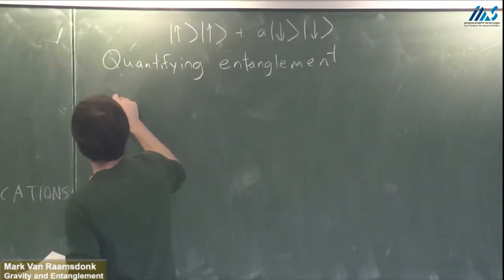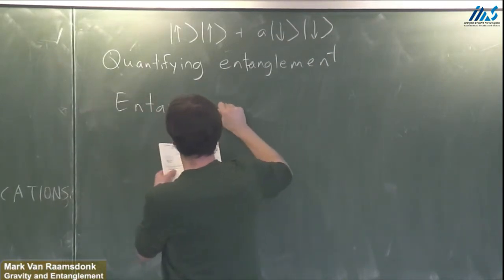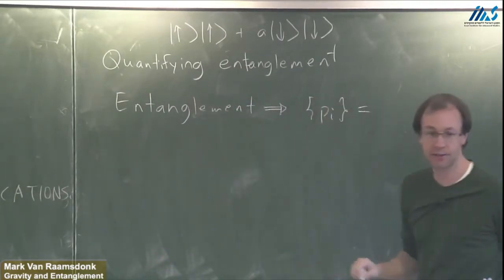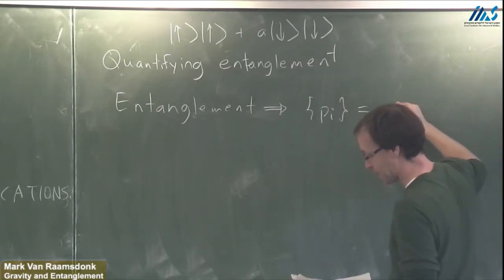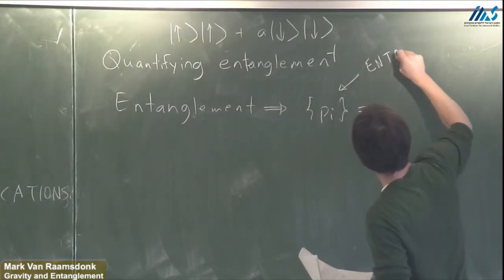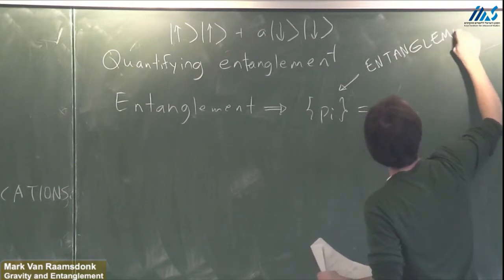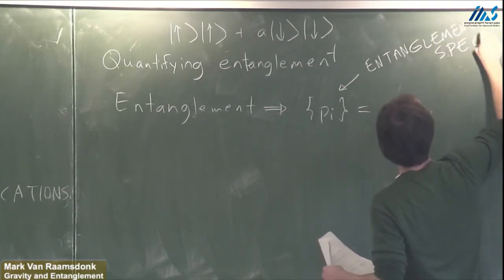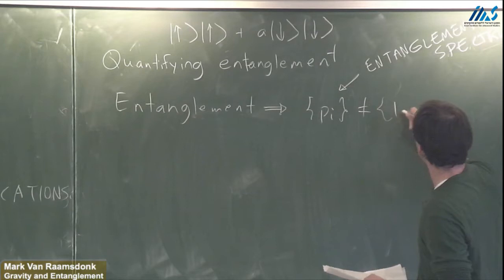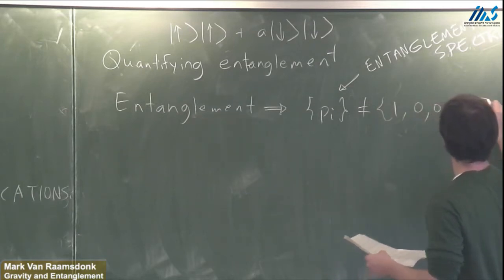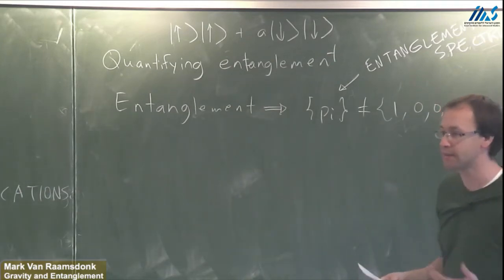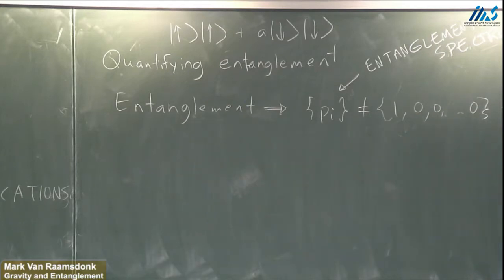Okay, so again, we recall that entanglement implies that the set of these eigenvalues of the density matrix, so this is just for some notation, this is sometimes called the entanglement spectrum. Okay. So entanglement means that this is not equal to 1, 0, 0, 0. And another way to say that would be that there exists some classical uncertainty about which state our subsystem is in.